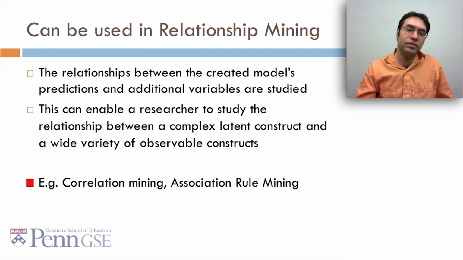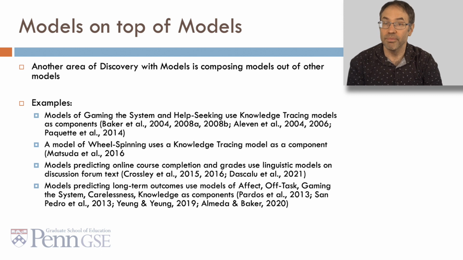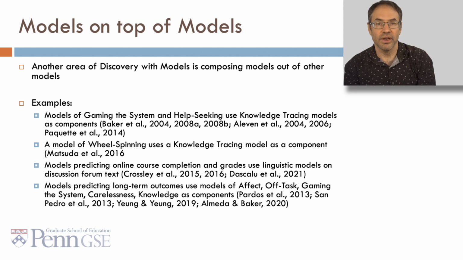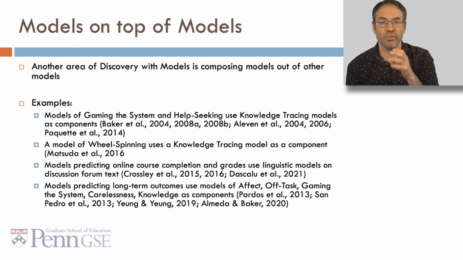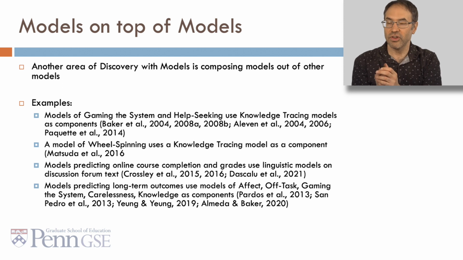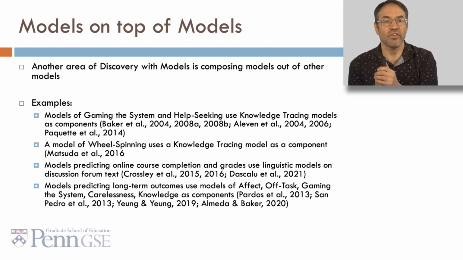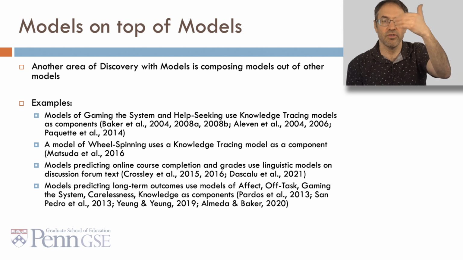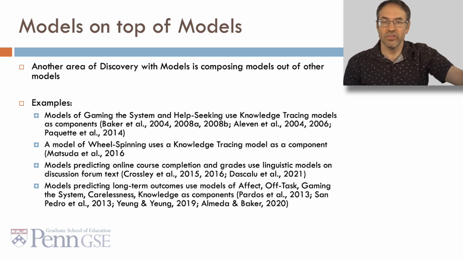Another important area of discovery with models is composing models out of other models. Some examples include models of gaming the system and help seeking use knowledge tracing models as components. There's a model of wheel spinning that uses knowledge tracing as well as a component. Models predicting online course completion and grades from discussion forum post-text are built on top of linguistic models like we discussed in Lecture 7.1. And as a final example, models predicting long-term student outcomes are built on top of models of things like off-task behavior, affect, gaming the system, carelessness, and knowledge.